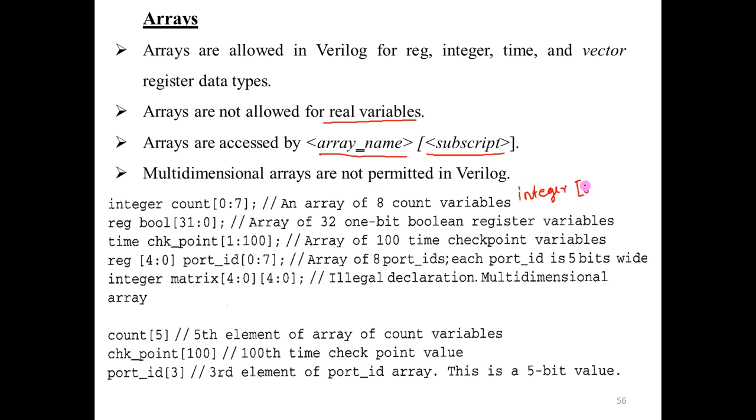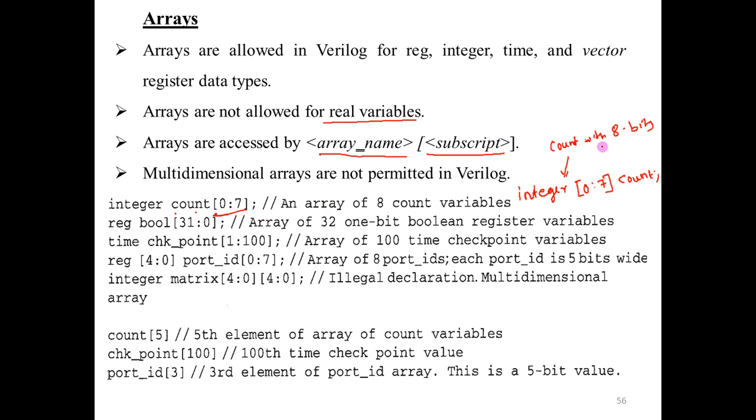Integer, 0 down to 0 up to 7, count. This is different from this. These two are not the same. This is count with 8 bits. Here, count is an array of 8 variables. Okay, so an array of 8 count variables. Count of 0 is the first member of the array. Count of 1 is the second member of the array. Count of 7 is the eighth member of the array.